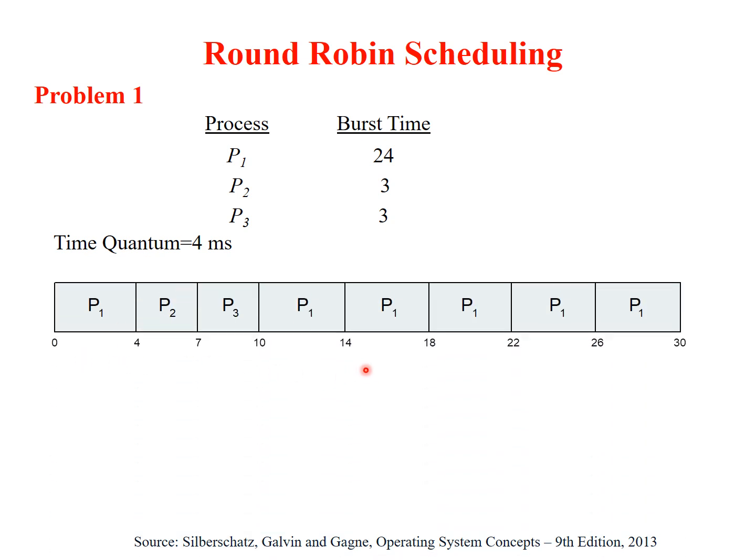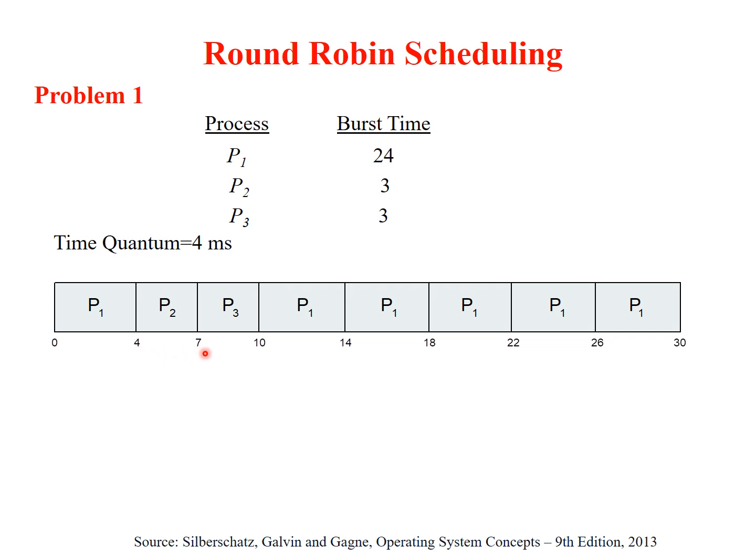This is the Gantt chart for the given problem. That is, P1 will get executed for 4 milliseconds. So out of the burst time 24, still 20 more milliseconds are pending. Then the chance is given to P2. Though the quantum is 4, the burst time of P2 is 3. P2 will get executed for 3 milliseconds, so 4 to 7.